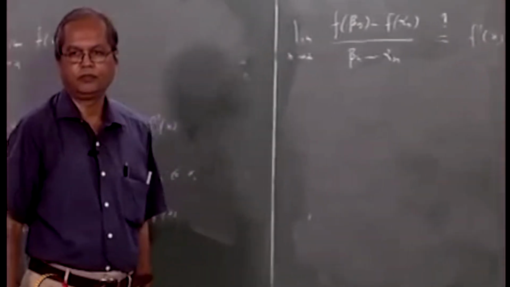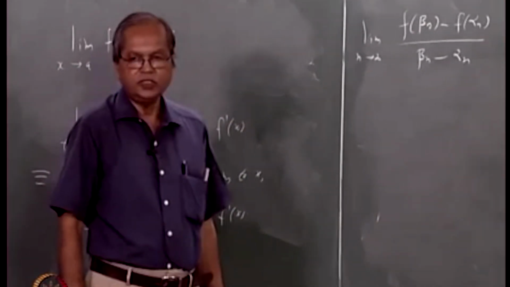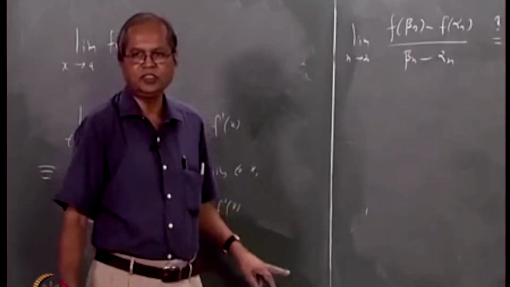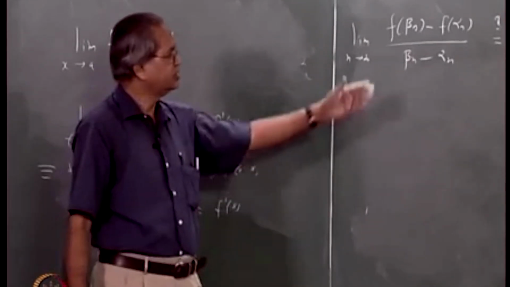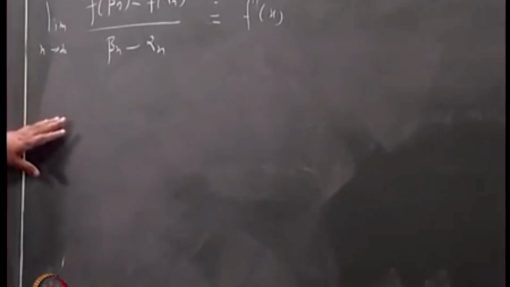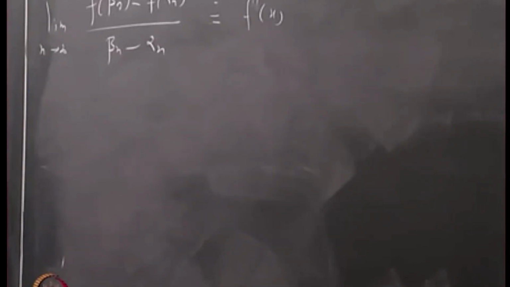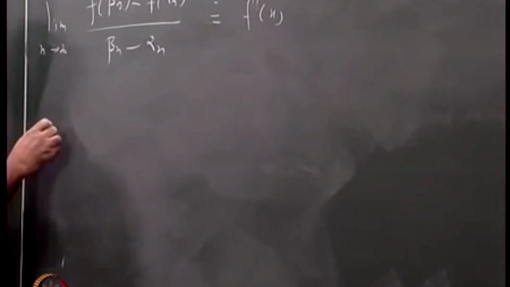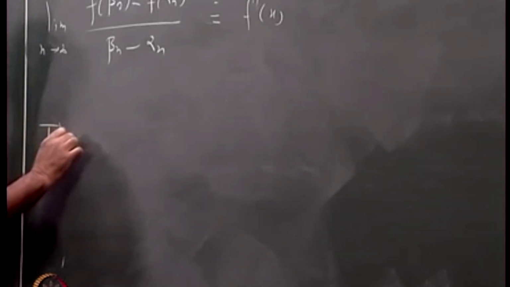The answer is that in general this is not true. If you take alpha n and beta n as totally arbitrary sequences converging to x, this may or may not happen. But if you choose alpha n and beta n in a particular way, this is true. And what is that particular way? Let me just state that now.